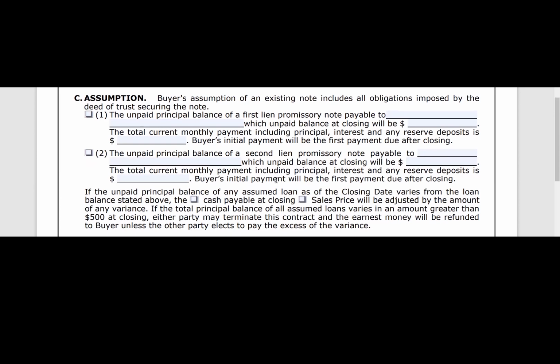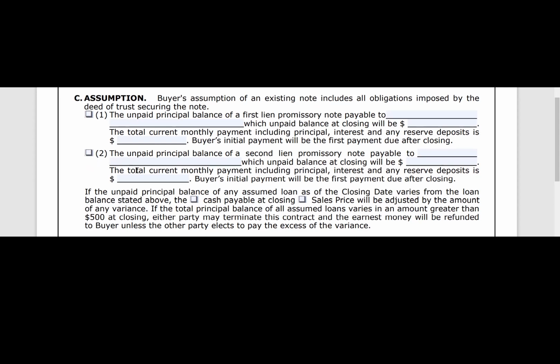Paragraph C, assumption. Buyer's assumption of an existing note includes all obligations imposed by the deed of trust securing the note. And there's 1 and 2. So 1, the unpaid principal balance of a first lien promissory note payable to, which unpaid balance at closing would be this amount, and the total current monthly payment, including principal, interest, and any reserve deposit is this amount, and buyer's initial payment will be the first payment due after closing.